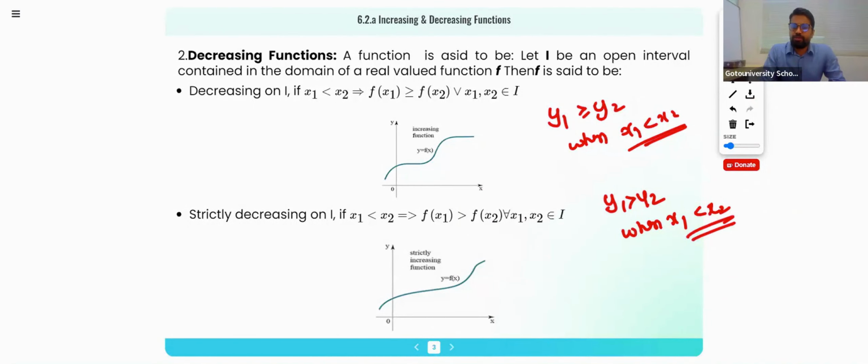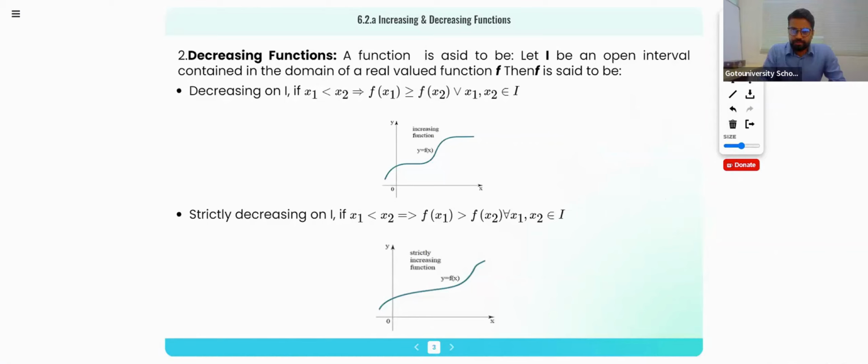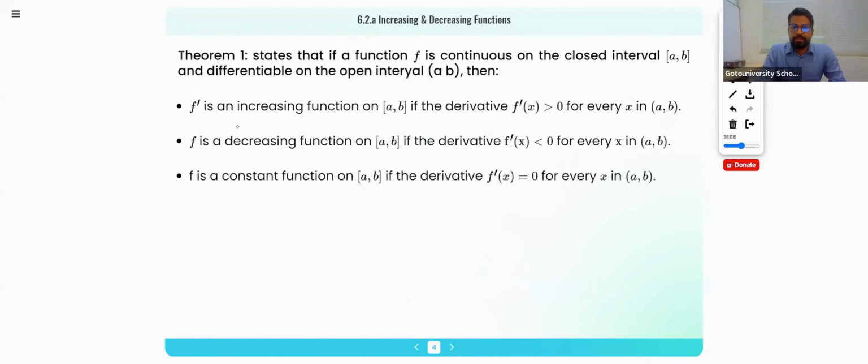Indirectly, this all comes to the differentiation concept only. Let me show you. Rate of change of y with respect to x. So f dash, what is f dash? Derivative of f with respect to x. f is an increasing function in the closed interval a comma b if the derivative of the function is greater than 0, that is, f dash of x or dy by dx is greater than 0 in the interval a comma b.